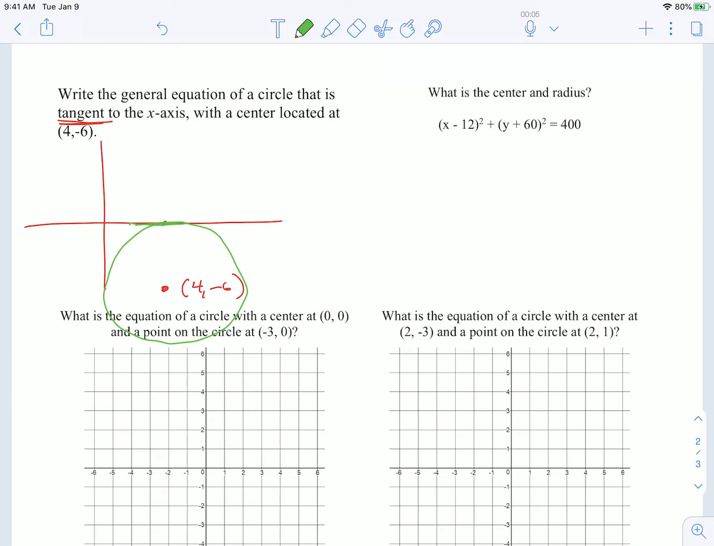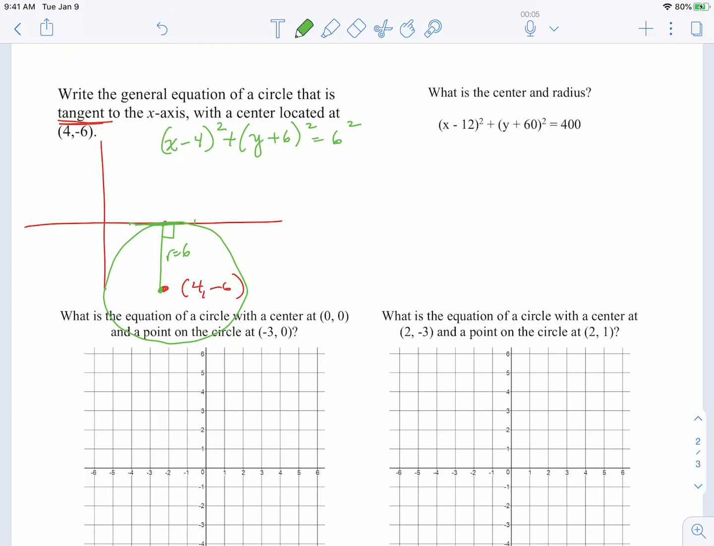Tangent means it touches in only one point. Okay, just like that. And the rule is a tangent is going to be perpendicular to that point of tangency. So right there, my radius, if I'm going from up here, which is at 0, all the way down to negative 6 in the y direction, that means my radius is 6. Okay, hopefully that makes sense to everybody. So then when you put it together, you have x minus 4 squared and y plus 6 squared equals 6 squared. Okay, does that make sense?